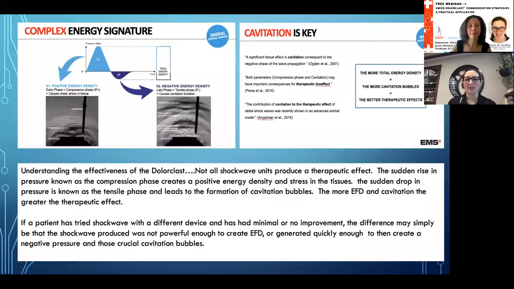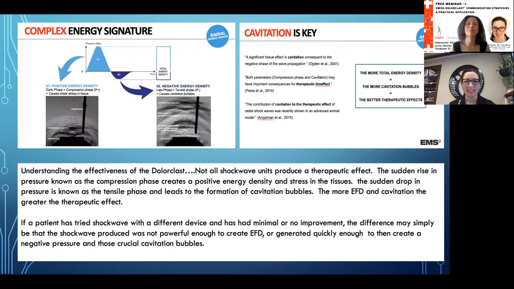Okay, so this is the other really important thing that I will always discuss with the patient, and that's the energy signature of the DolorClast. This is how we explain how effective it is, and this is why we know it's effective. Not all shock waves create a therapeutic effect. Just because something says it creates a shock wave doesn't mean it's going to have a beneficial change to their injury or to their pain.